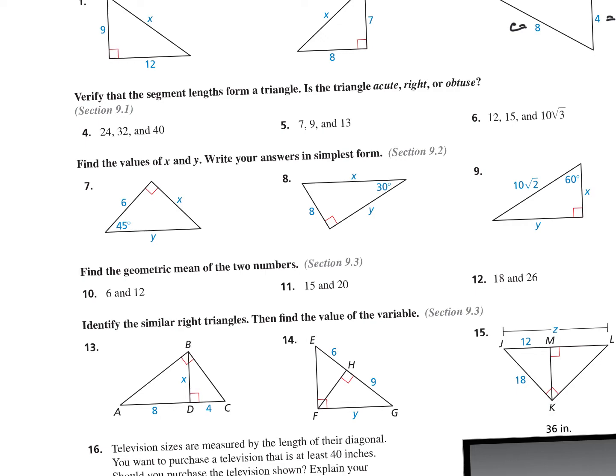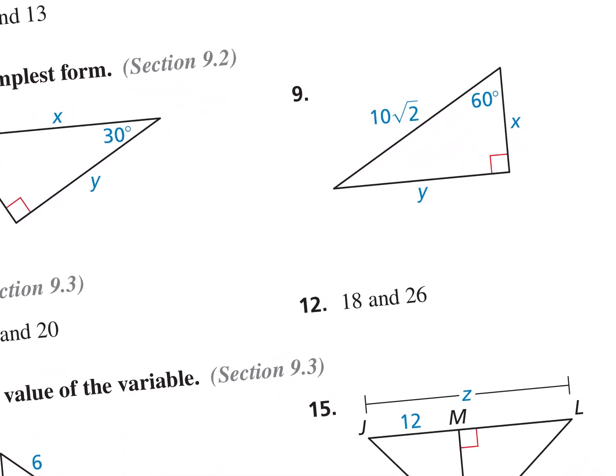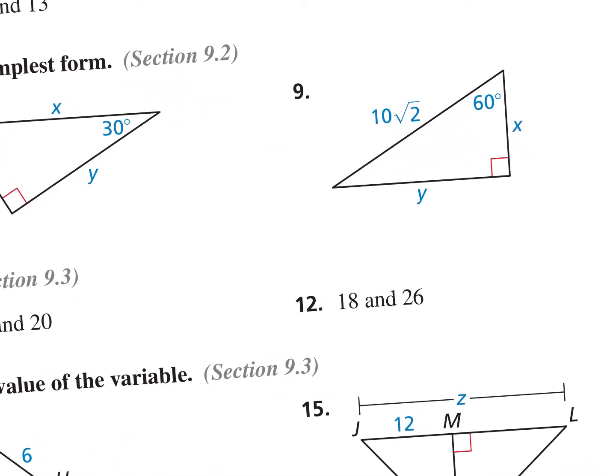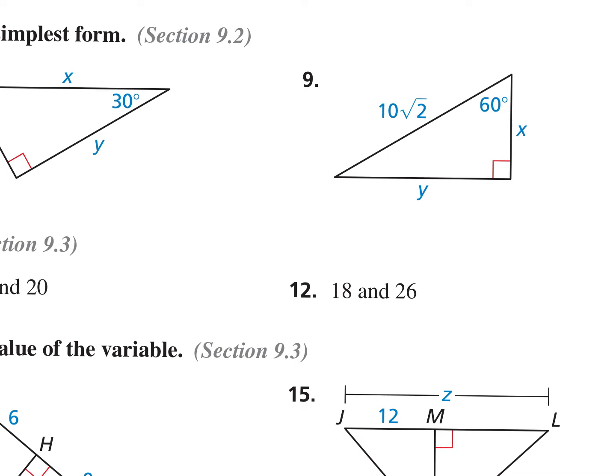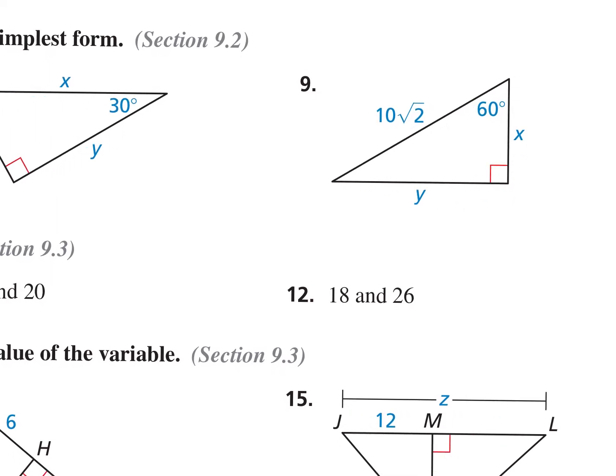Yes, number 9. Okay, so for number 9, at first glance you're going to say, wait a minute, that's got the square root of 2. Isn't that supposed to be for a 45-45-90? However, it can have a root 2 when it's a 30-60-90. It's still a number. So let's go ahead and fill in what it should have been. So over here would have been 30.